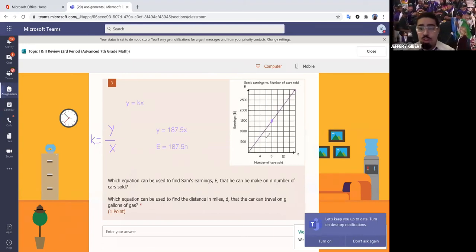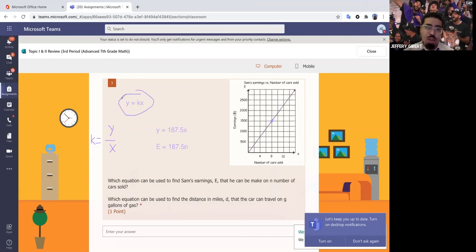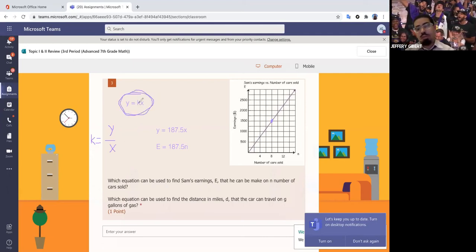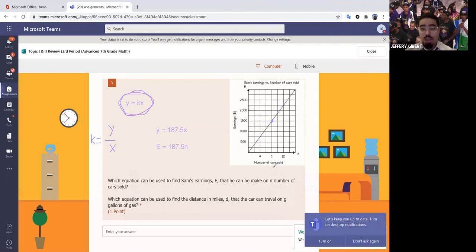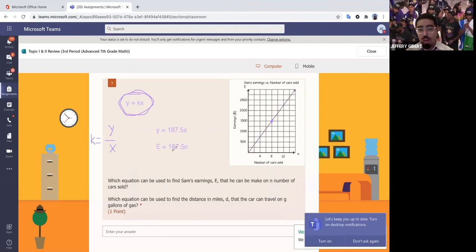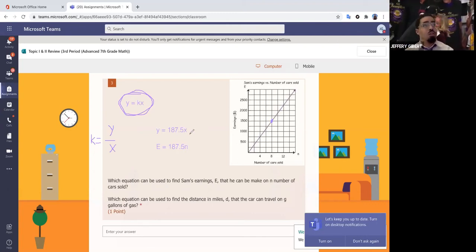So whenever there's a graph that has a straight line that goes through the origin, you use this equation, y equals kx. So all you have to do is find the k, and the k is y divided by x. All you gotta do is find a perfect point, do the y divided by the x, and then switch the k out with whatever your answer is, and that's the answer. y equals 187.5x. But remember, you got to use the right variables.